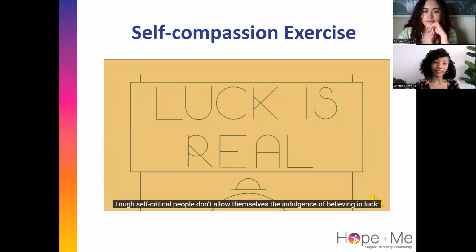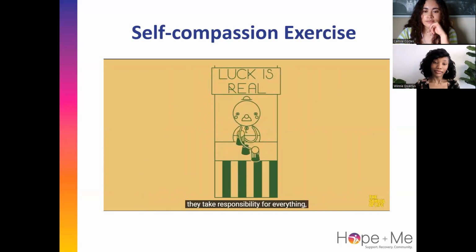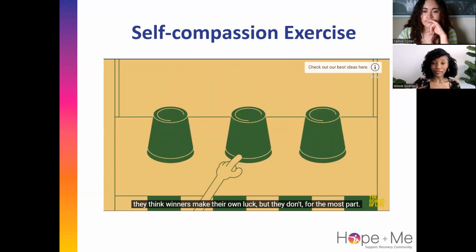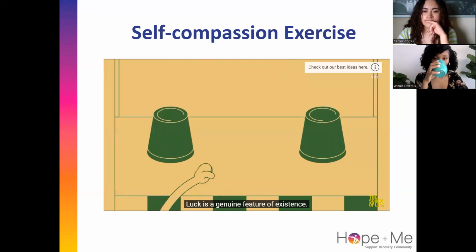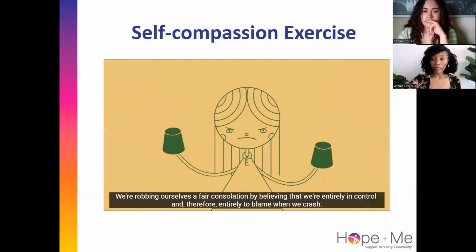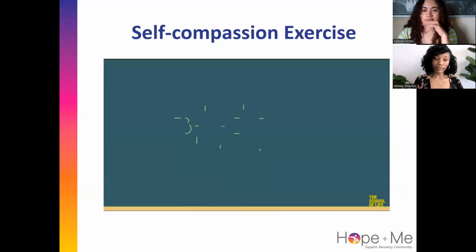Tough, self-critical people don't allow themselves the indulgence of believing in luck. They take responsibility for everything. They think winners make their own luck. But they don't, for the most part. Luck is a genuine feature of existence. We're robbing ourselves of fair consolation by believing that we're entirely in control and therefore entirely to blame when we crash.